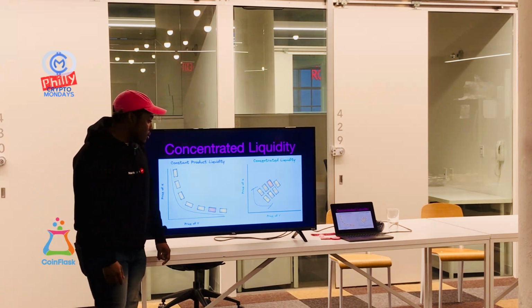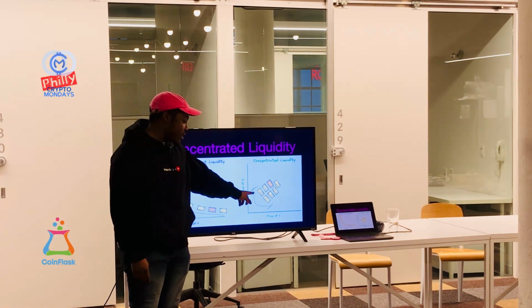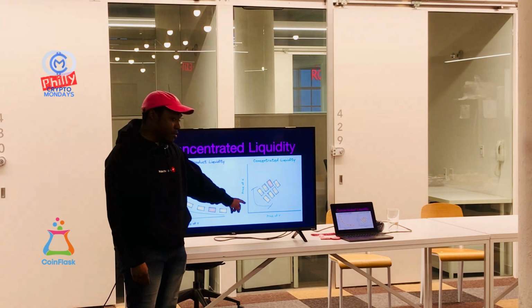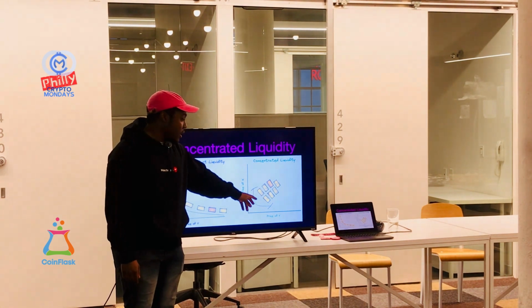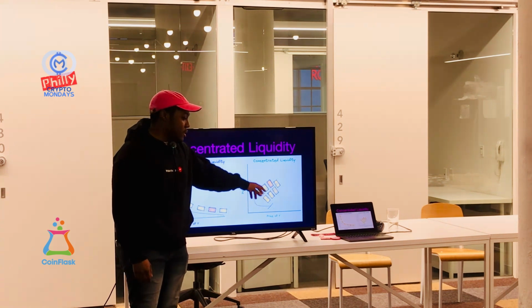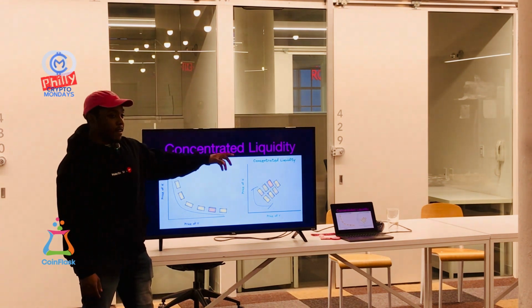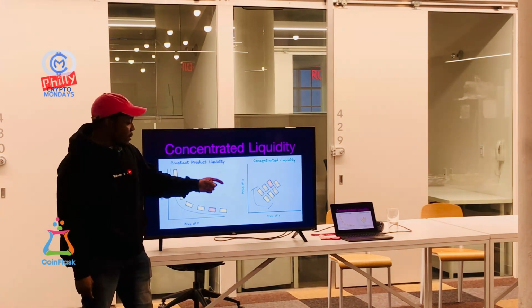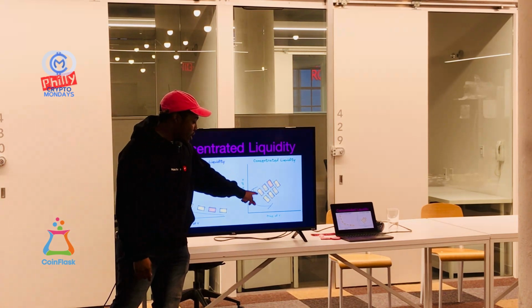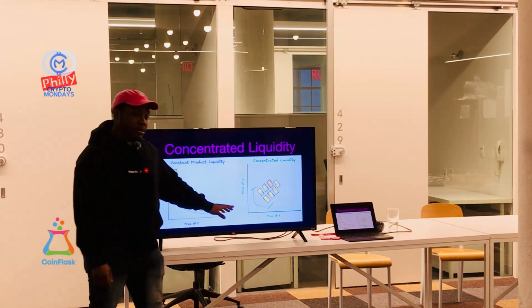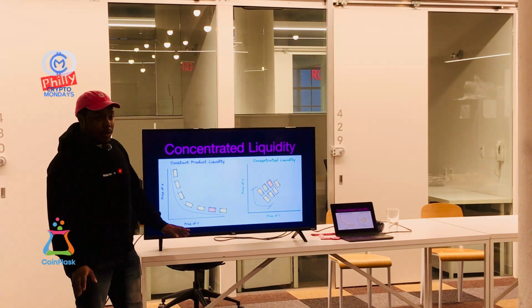In V3, we can now have concentrated liquidity, and liquidity providers provide their liquidity at specific price ranges. The benefit of this is users now can get more out of their swapping fees, as swaps happen in this range. Does that make sense? Any questions there?